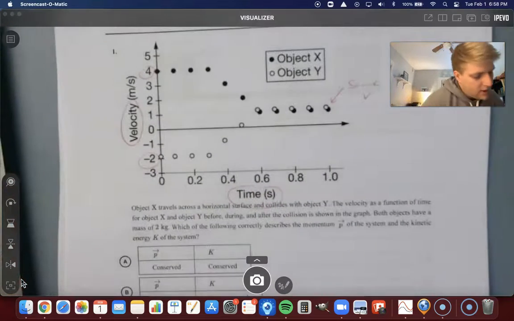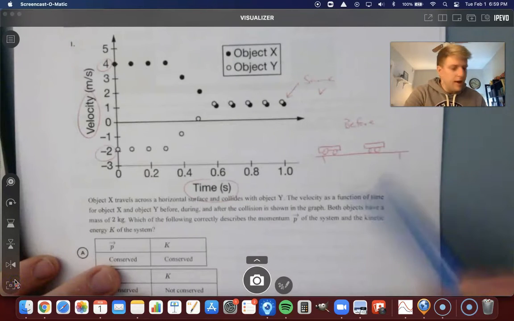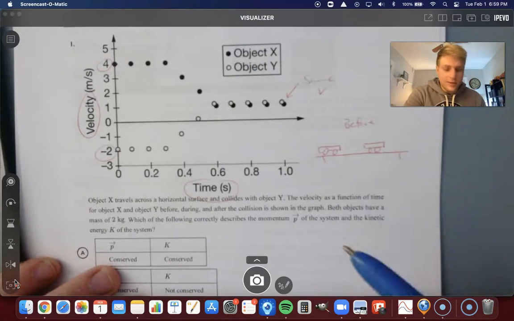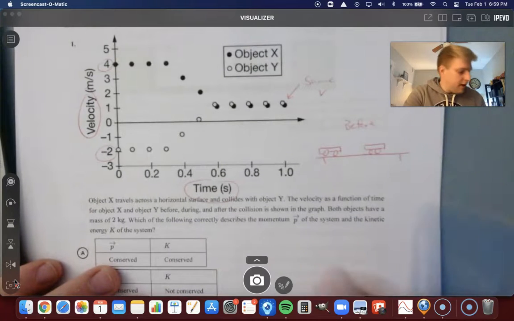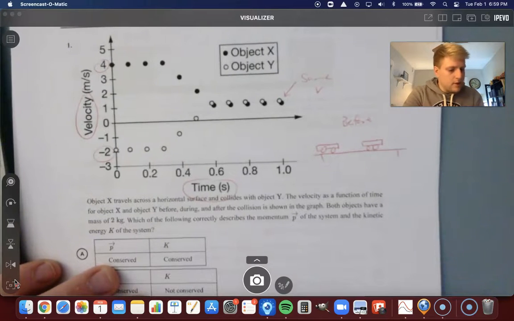It says, object X travels across a horizontal surface and collides with object Y. Ooh, that sounds like the thing we just did in class. I'm going to pause the video and quickly sketch a picture of that. Now you can see I've got a beautiful drawing here of the before the collision. I haven't even read the whole problem, I need to wrap my head around what they're doing before the collision, and then maybe we can sketch what they're going to do after.